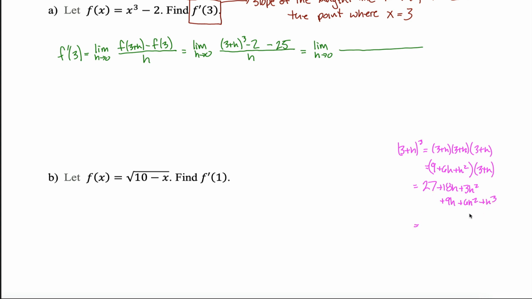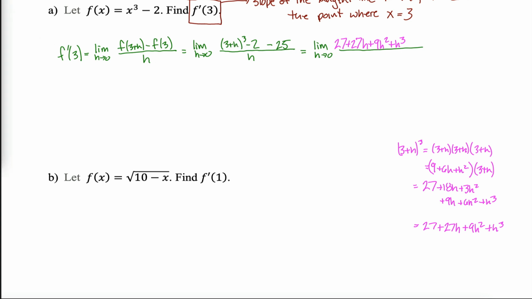Adding up these 6 terms is pretty easy because of the way that I wrote it. I got 27 plus 18h plus 9 more h, so 27h, plus 3h squared plus 6 more h squared, so 9h squared, plus this h cubed. Wait, what were we doing? (3 plus h) cubed is the same as 27 plus 27h plus 9h squared plus h cubed. So in place of writing this (3 plus h) cubed, I could write 27 plus 27h plus 9h squared plus h cubed. But that's not the entire top, that's just this (3 plus h) cubed.